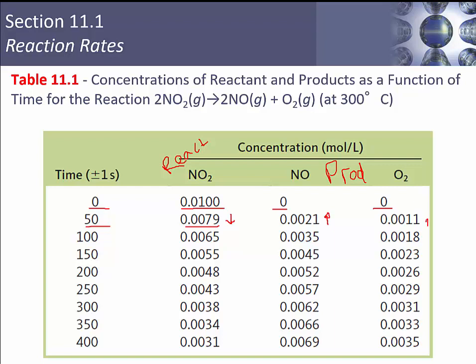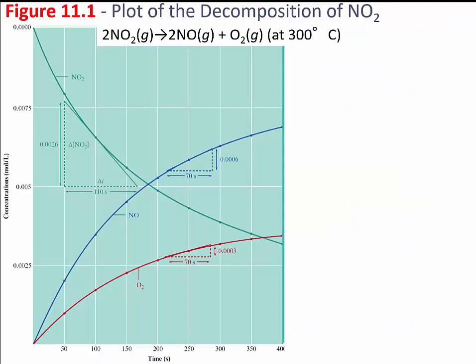0 to 0.0021 in the case of the NO, and 0.0101 in the case of the O2. And the reason why these two numbers are different, as 2 to 1, is because the stoichiometry in here is 2 to 1. Okay?